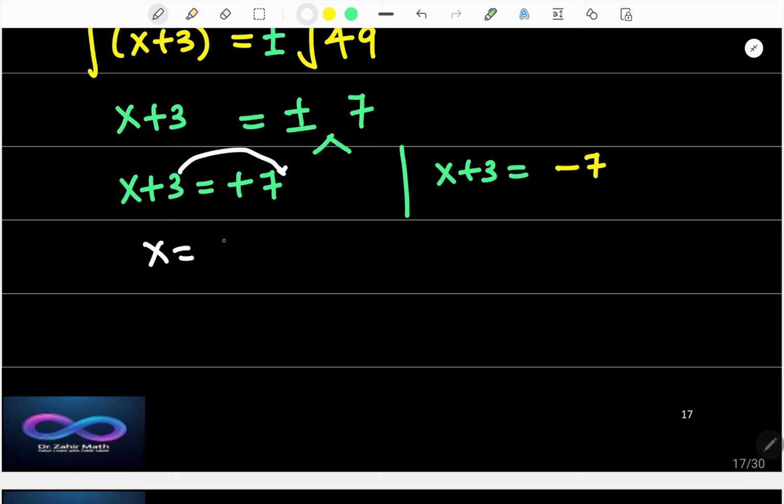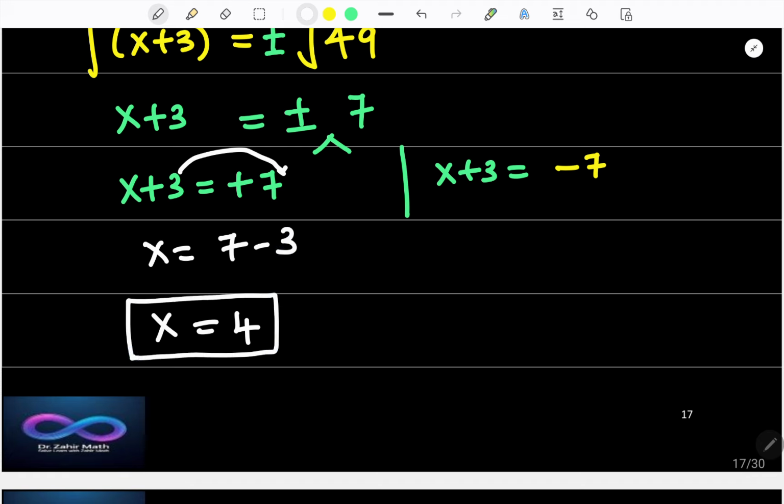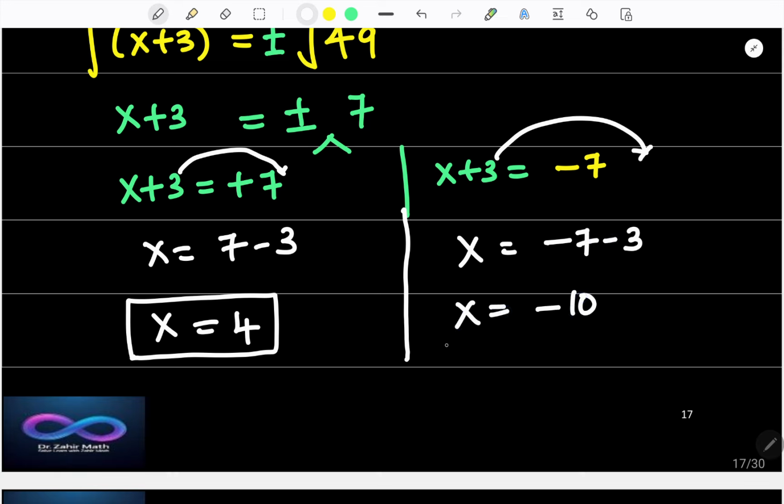This 3 goes that side: 7 minus 3. So x is equal to what? 4. Clear? 7 minus 3 is 4. And then this one also: x plus 3 equals minus 7. This 3 goes that side, minus 7 minus 3. So x equals minus 10.